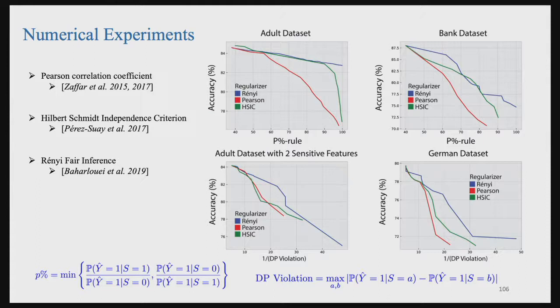And as we can see, essentially, for large values of p-percent rule, the other methods are dropping significantly. One reason is that it's not because they cannot optimize well, or they're not tuning very well. Some of our theories can be applied to their methods as well.